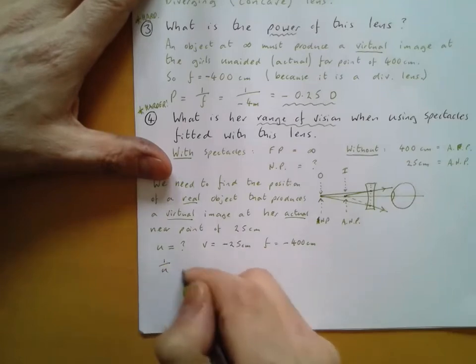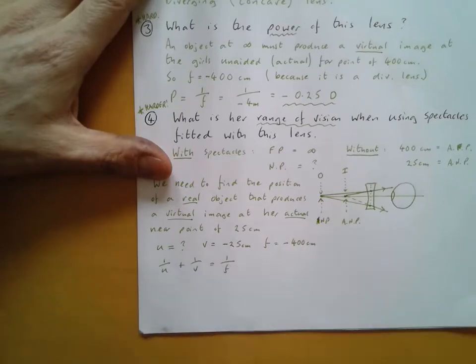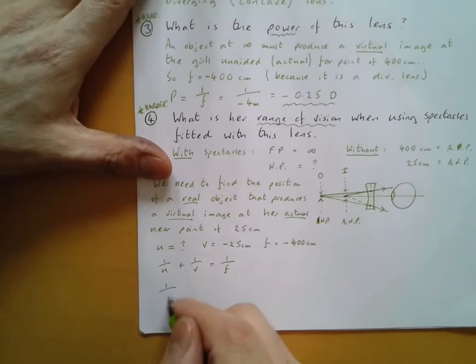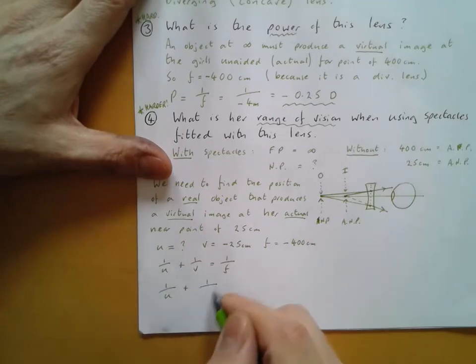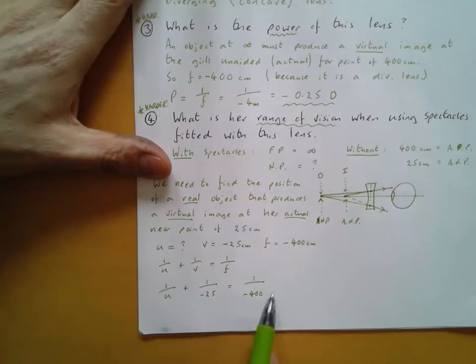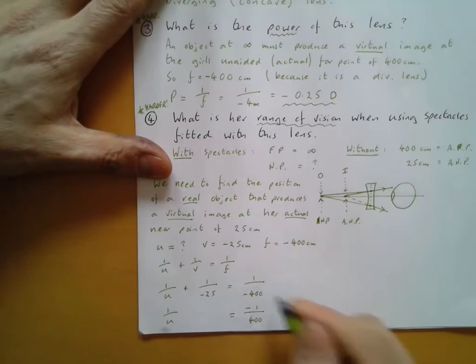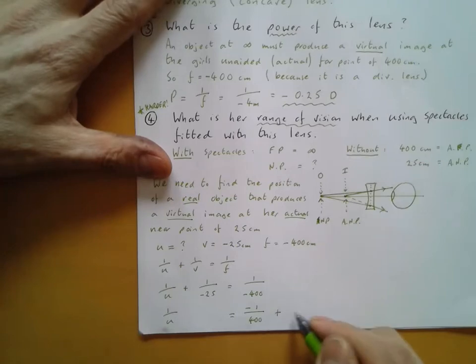The lens equation is 1 over u plus 1 over v equals 1 over f. So 1 over u is the question mark, v is negative 25, and f is negative 400. If I bring the 1 over negative 25 across to make 1 over u the subject, that will be equal to negative 1 over 400, but the negative changes to a positive, so it becomes positive 1 over 25.